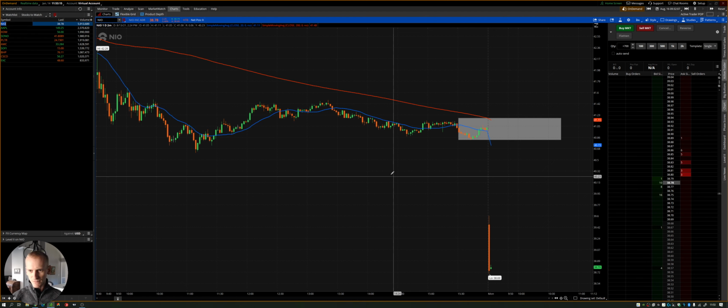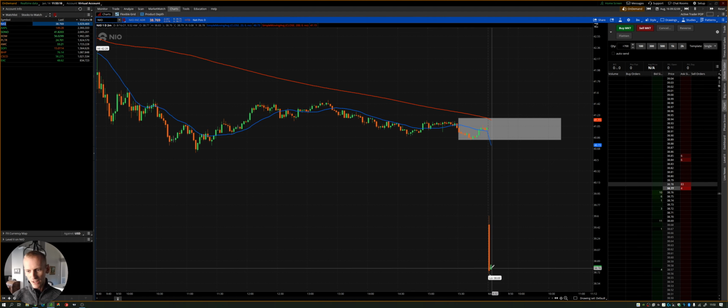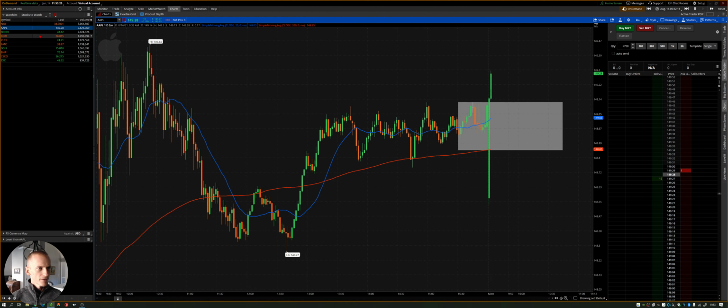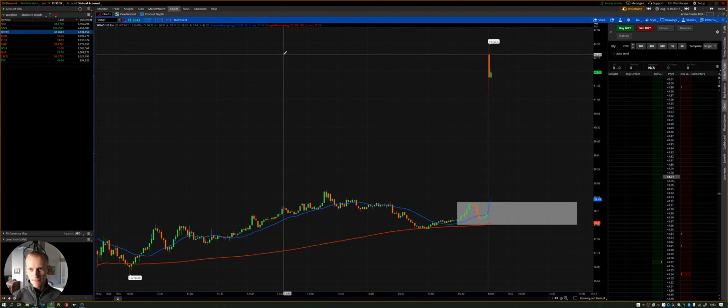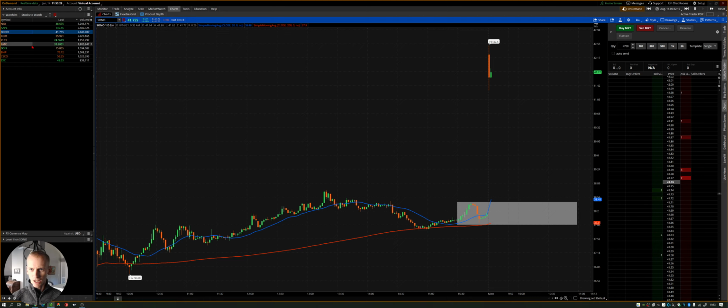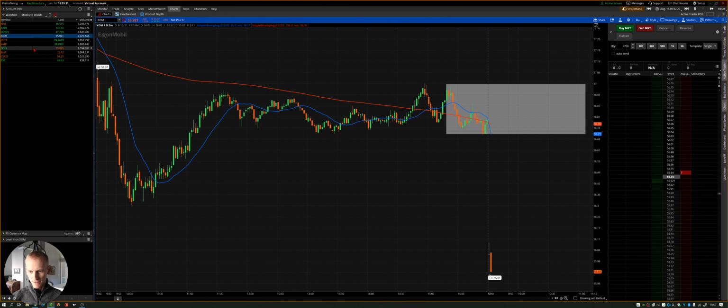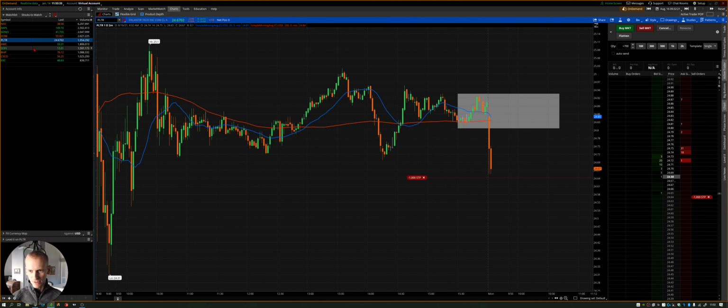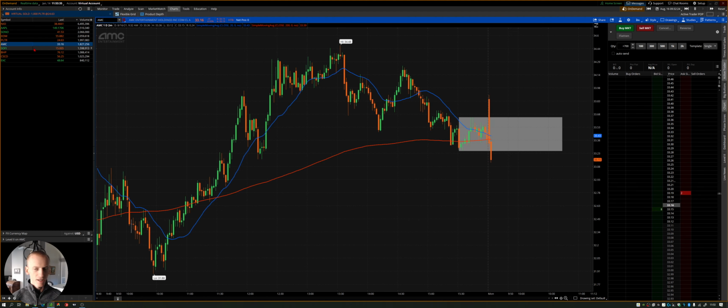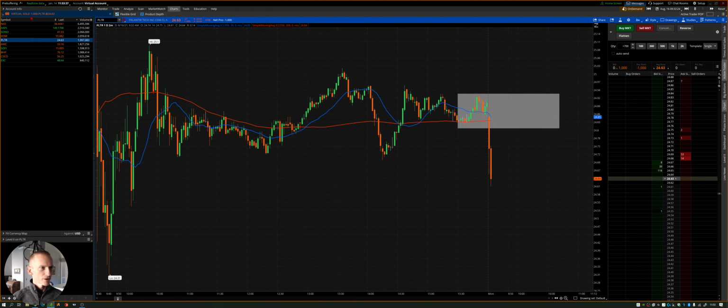Neo, because this opens so far down, I might go long. Apple, this would be one to go long. Sono, I'd probably look to go short on that. I'd go long on this possibly. Definitely short on that.